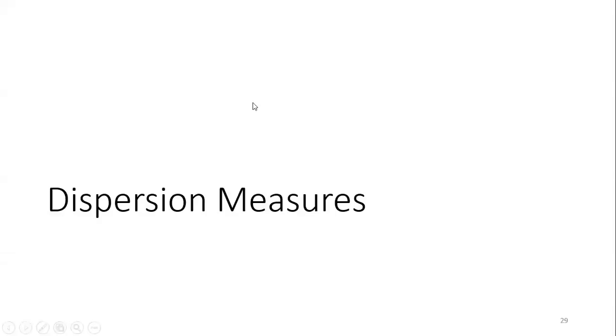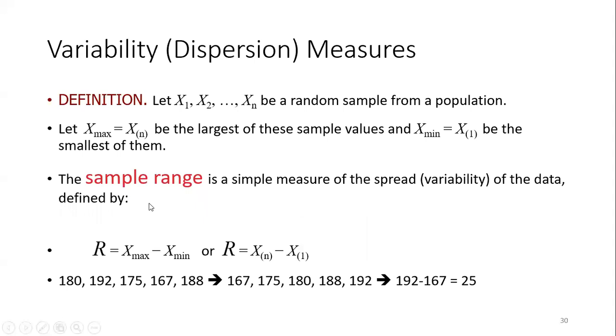Okay, hello everyone. As we say in analyzing data, there are two important measures. The first one is the centrality measure, which we dealt with in the previous lecture. We said that we have the arithmetic mean, the median, and the mode. Now we have the dispersion measures, which describe the scatter of the data around the mean. One type of dispersion measure is the range.